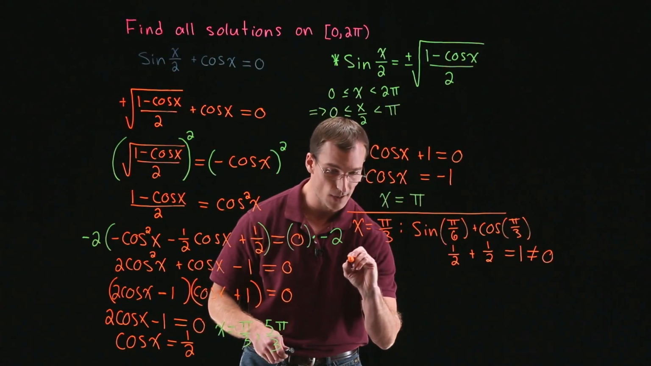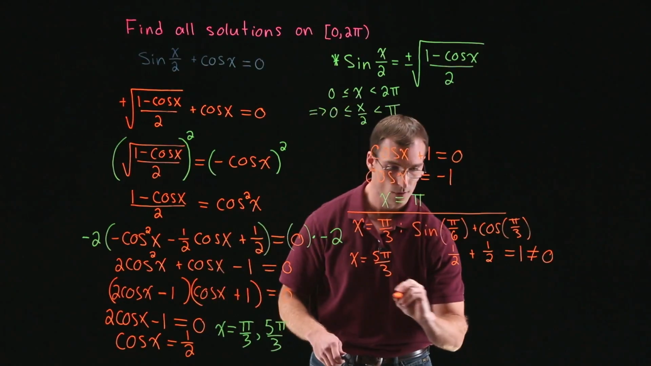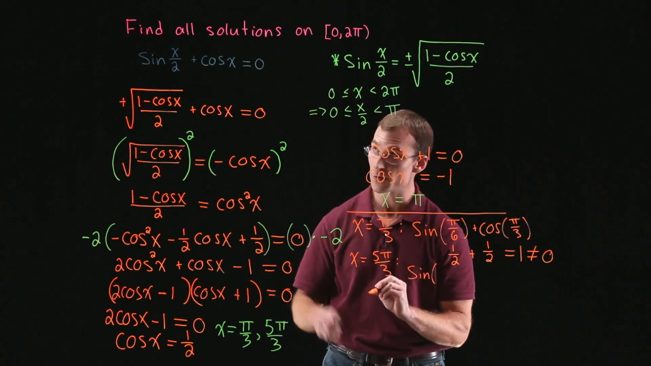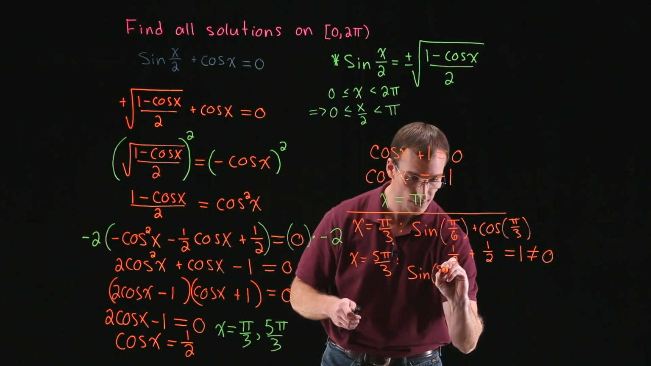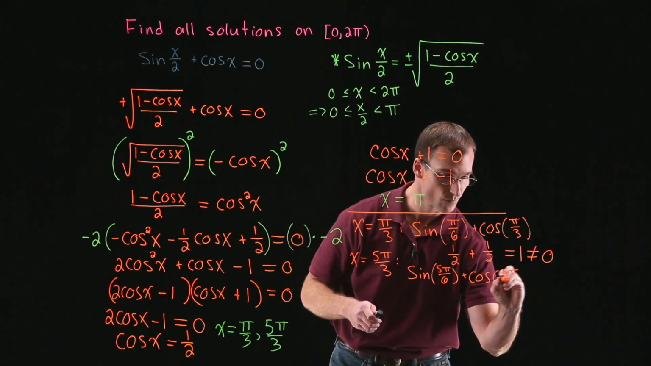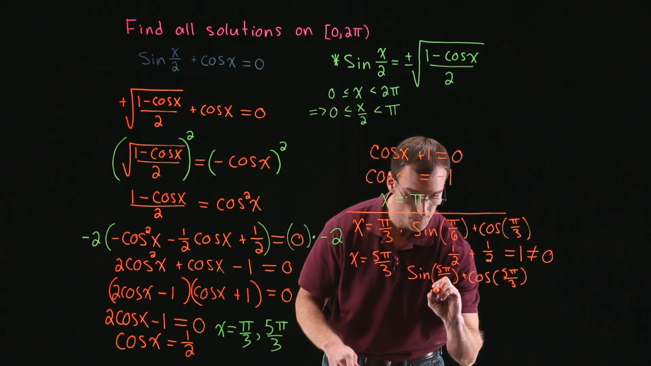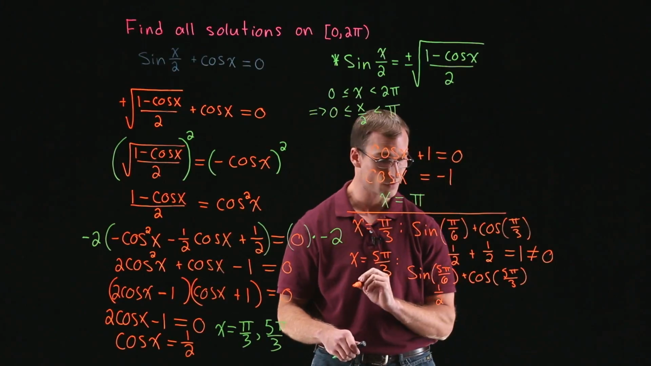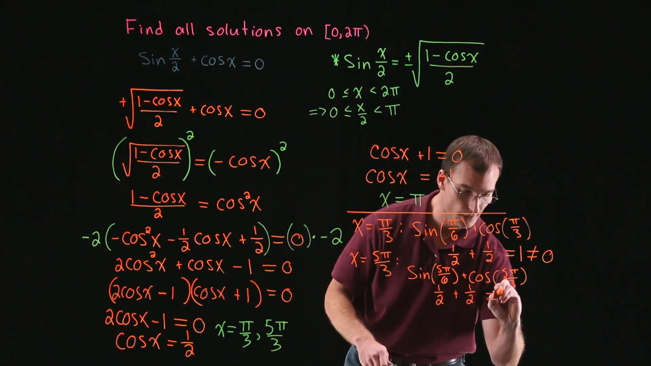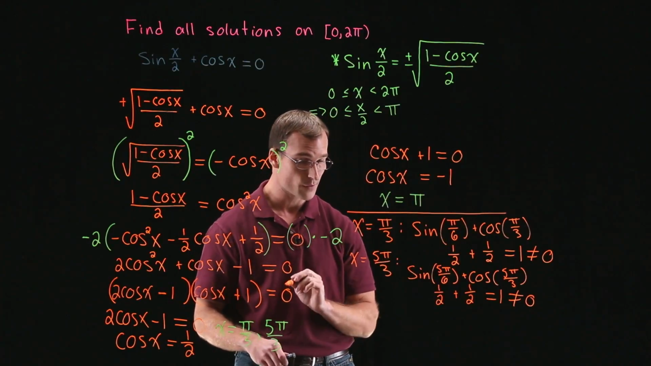Well, let's check x equal to 5 pi over 3. Same thing. We'll take sine of 5 pi over 3 over 2, so giving us sine of 5 pi over 6 plus cosine of 5 pi over 3. And so sine of 5 pi over 6 gives us a positive half, plus cosine of 5 pi over 3 gives us a positive 1/2. And again, that's equal to 1, which is not equal to 0. So pi over 3 and 5 pi over 3 so far are extraneous.